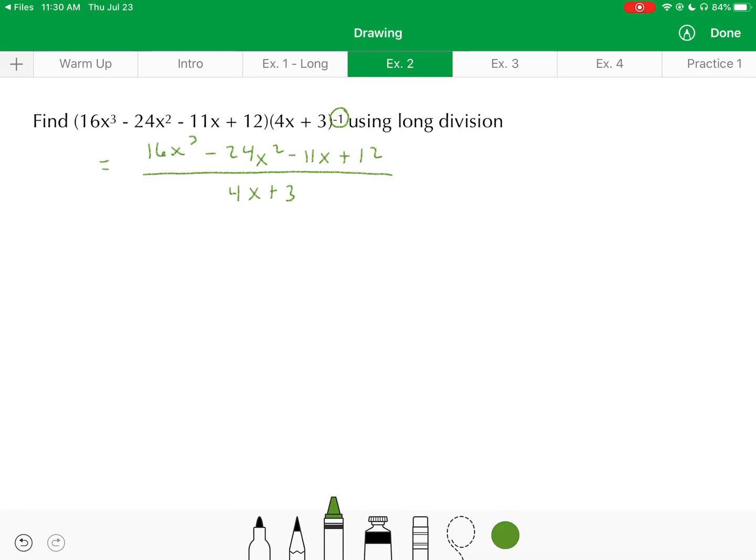So now that 4x plus 3 can be thought of as that whole binomial raised to the positive first power, okay? Again, we're really working with the division problem here, even though it was presented as a multiplication problem. All right, so let's set this up. 4x plus 3 is your divisor, your dividend, 16x cubed minus 24x squared minus 11x plus 12.